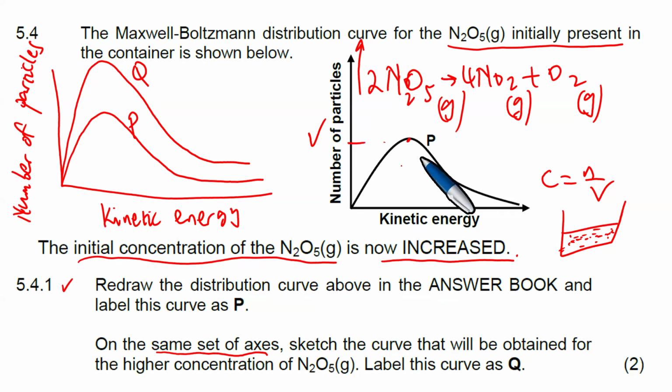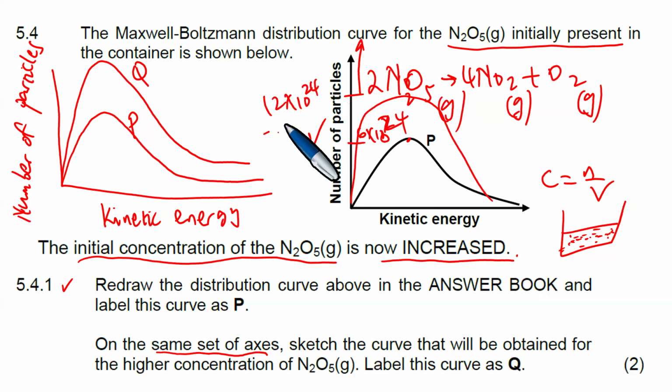Whatever the case, suppose there were 6 times 10 to the 24 particles. That's reasonable. Now if you increase it, you have more, like 12 times 10 to the 24. So there's an increase. The number of particles is greater and the graph must be above. The graph must be on top.